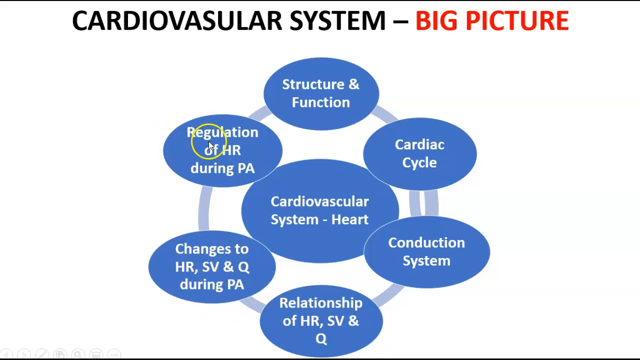Finally, we're going to have a look at the different ways that the heart rate, stroke volume, and cardiac output could be regulated when we take part in physical activity. So that's the big picture. That's where we're going over the next week. So what I'm going to do now is move on to the bit I said.